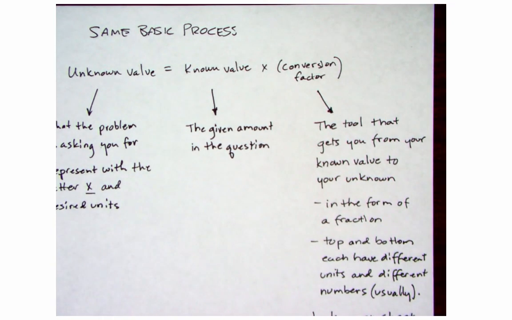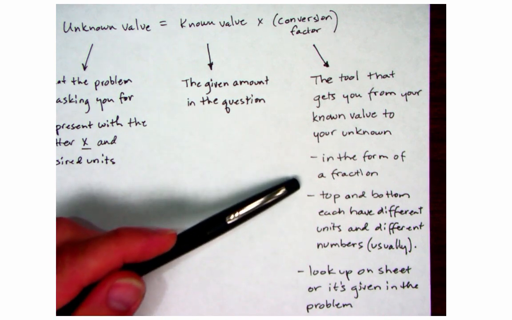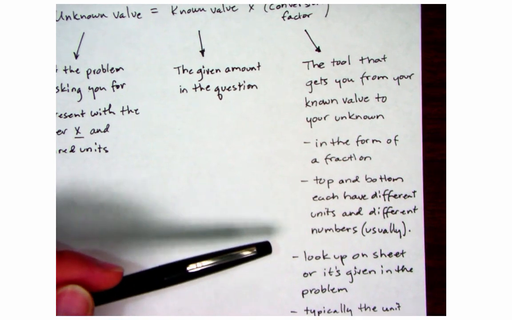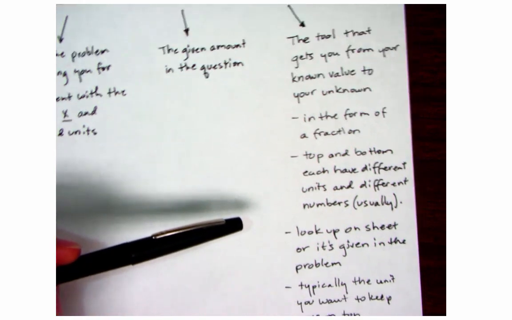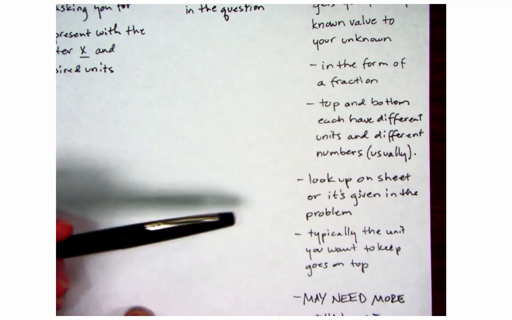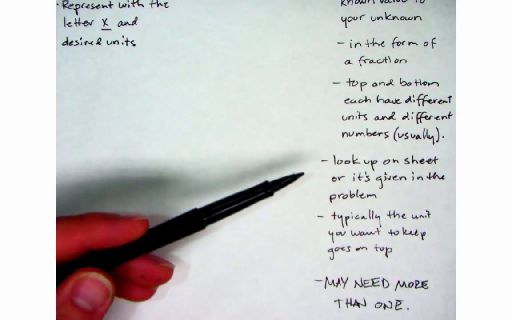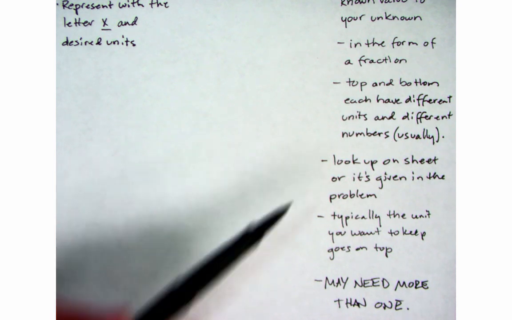Now, a conversion factor is the tool, it's the bridge between the known value and the unknown value. It typically is in the form of a fraction. The top and bottom each have different units and different numbers. Usually, I can think of one example where they don't, but for the most part, the top and bottom will be different. We know what our conversion factor is going to be based on either it's what's given to us in the problem, or we can look it up on a conversion sheet.